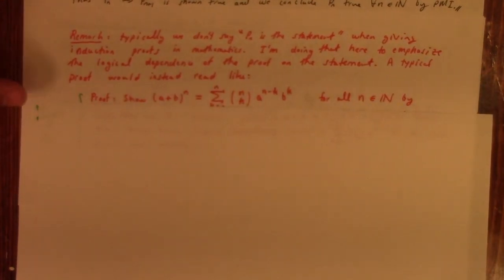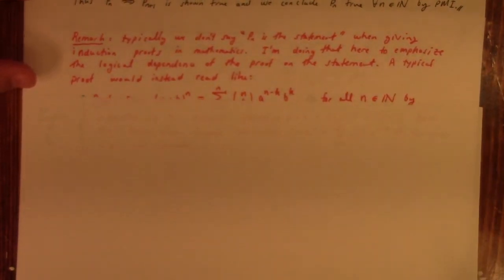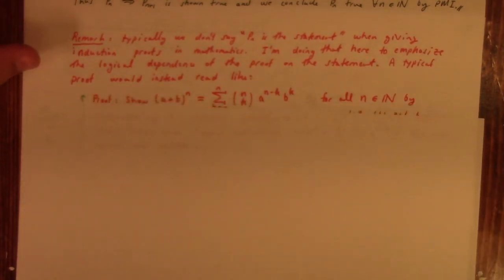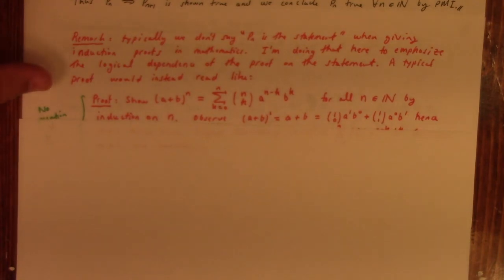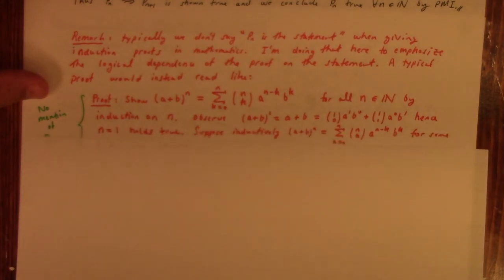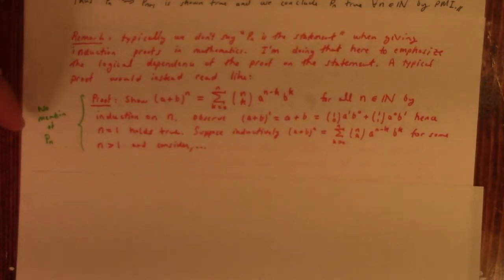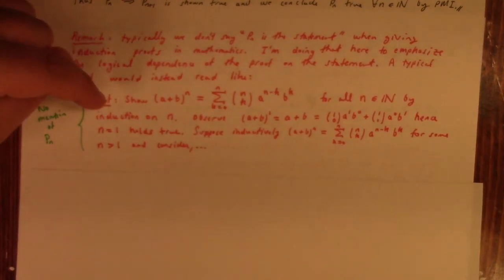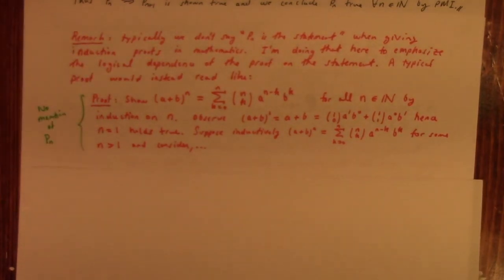Typically, we don't say Pn is the statement when giving induction proofs in mathematics. I'm doing that here to emphasize the logical dependence of the proof on the statement. A typical proof would instead read like the following: show (a plus b) to the n is equal to the sum k equals 0 to n of n choose k a to the n minus k b to the k for all n in the natural numbers by an induction on n. Observe the base case, n equals 1, holds true. Suppose inductively that for some n greater than 1, and consider. So you notice that in this way of writing, there is no mention of Pn. Rather, you just state the thing that you're inducting on, or you might just say by induction on n.